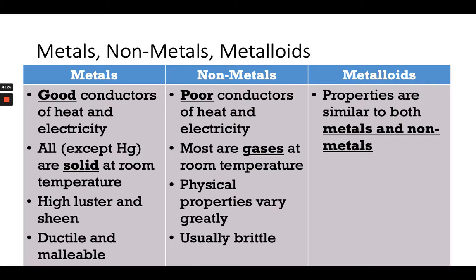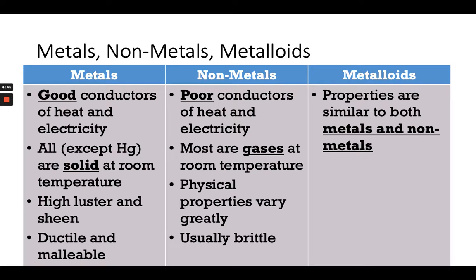And if you don't know what those mean, you may want to jot down the definition. Ductile means you can draw metals into wires, like you can have copper wires. And malleable means that you can mold them. You can bend them, you can shape them, and they will not break or crack. All right, so those are metals.